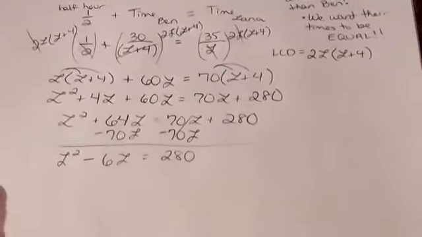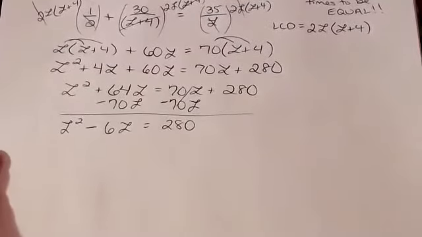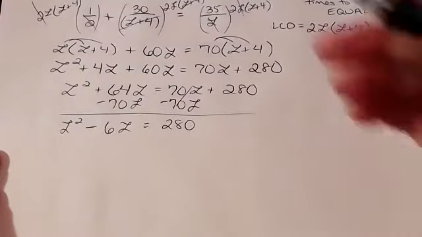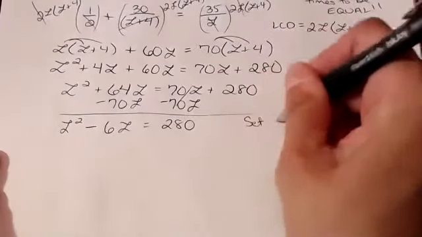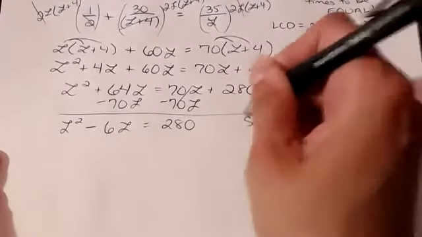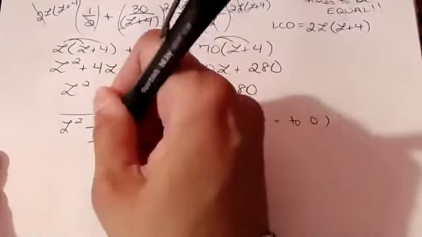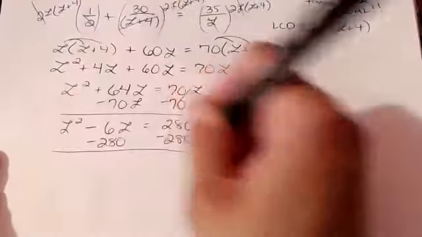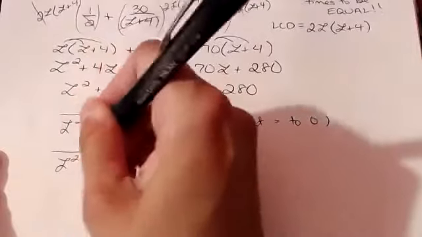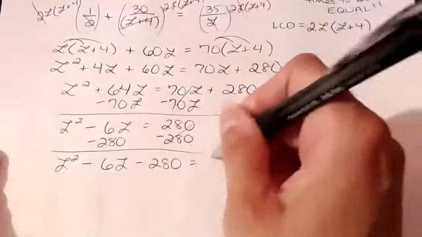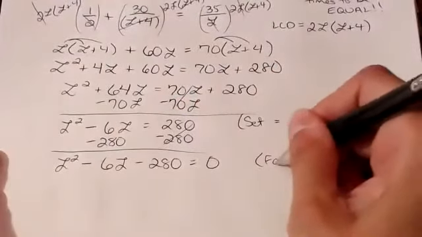What's our next move? Oh no, I'm sorry. Make it equal to 0. Bring the 280 over. Yes, there we go. Set equal to 0. I'm going to make a note here. We're going to set this equal to 0 so that I can do what? What technique? Factor. Yes, beautiful.